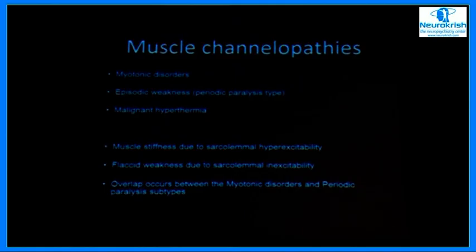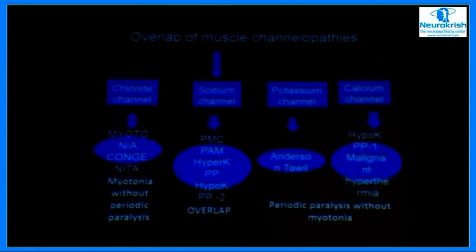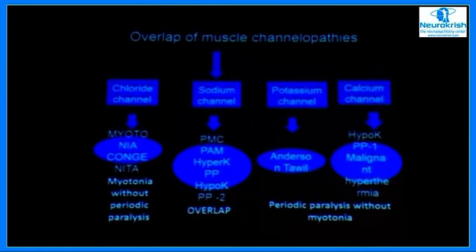Now we come to muscle channelopathies. We look at myotonic disorders, episodic weakness, and malignant hyperthermia. So muscle stiffness could be due to sarcolemmal hyperexcitability or flaccid weakness due to sarcolemmal inexcitability. Overlaps could occur between myotonic disorders and periodic paralysis subtypes. So this is basically a chloride channel is myotonia congenita, myotonia without periodic paralysis. A sodium channel is paramyotonia congenita or potassium aggravated myotonia, hyperkalemic periodic paralysis or hypokalemic. Potassium channel is Andersen-Tawil syndrome, and calcium channel is hypokalemic periodic paralysis or malignant hyperthermia.